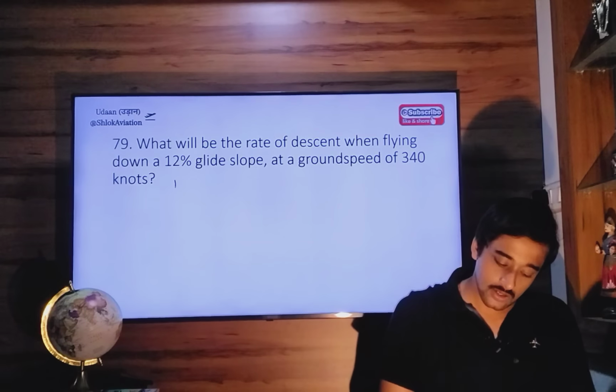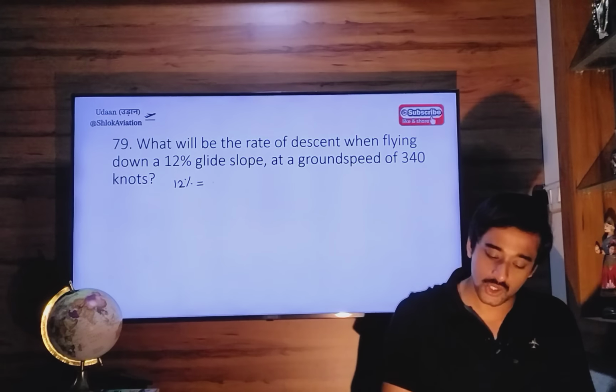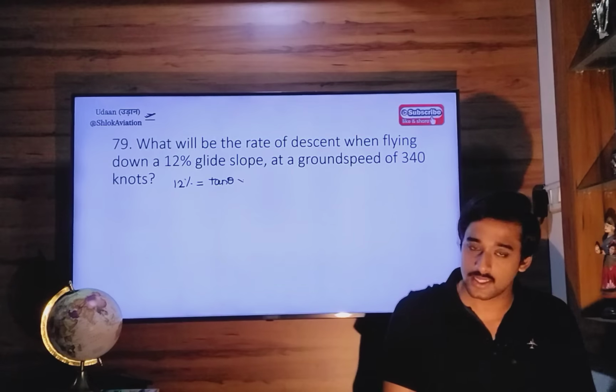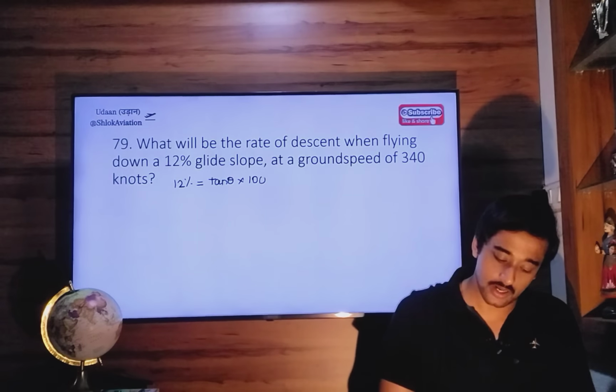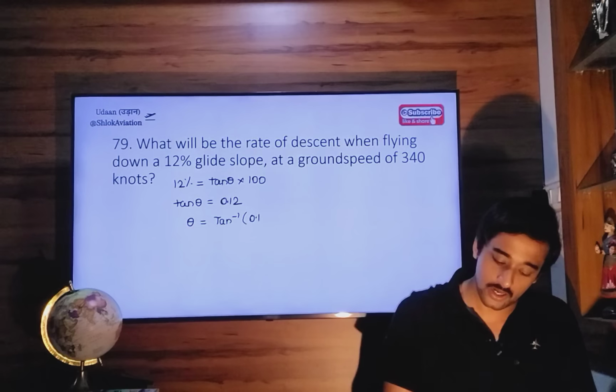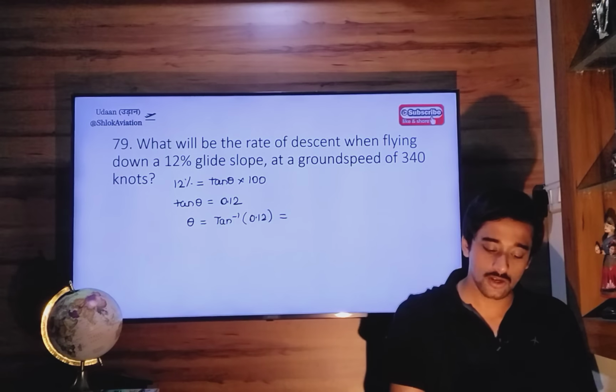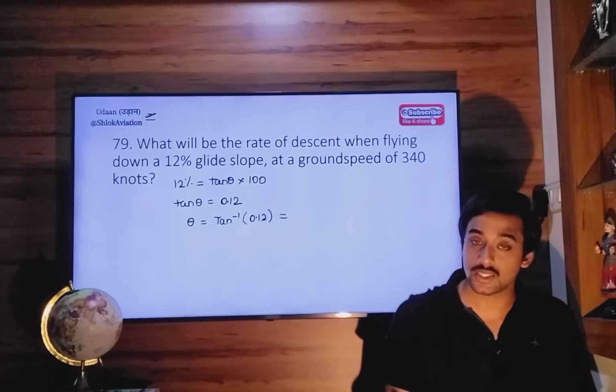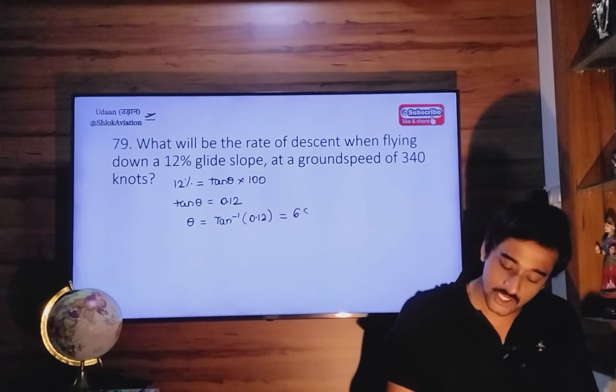Next, 12% glide slope equals tan theta into 100, again the same formula. So tan theta equals 0.12. Theta equals tan inverse 0.12. So shift tan inverse 0.12 is 6.8 degrees. That's your glide angle.